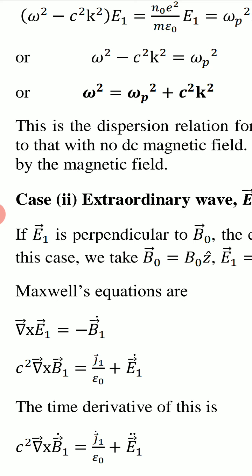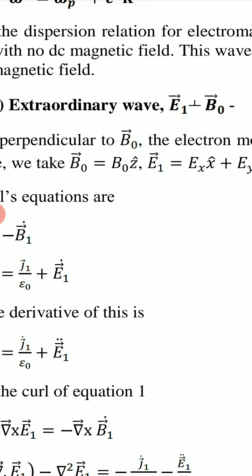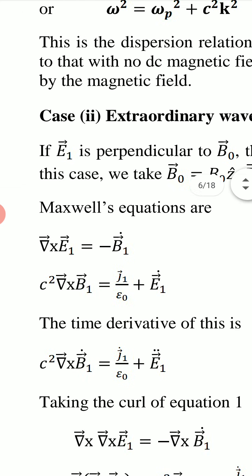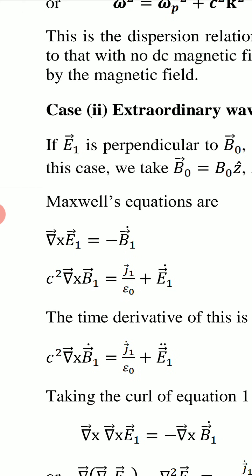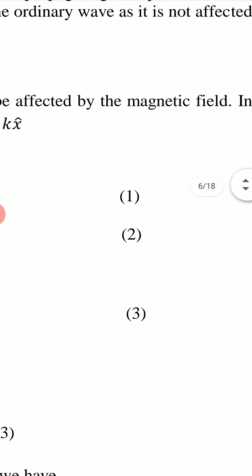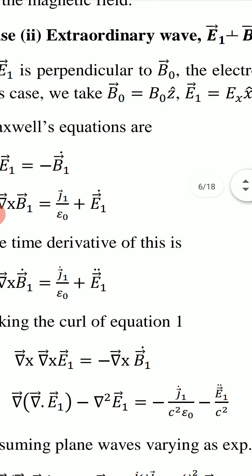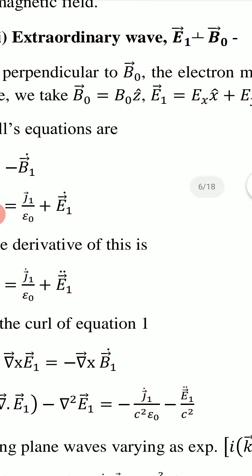Now we will consider the second case, the extraordinary wave, when the E1 vector is perpendicular to the B0 vector. If the E1 vector is perpendicular to the B0 vector, the electron motion will be affected by the magnetic field B0. In this case, we take the B0 vector equal to B0 z cap. The magnetic field B0 vector is assumed in the direction of the z axis. So we write B0 vector equal to B0 z cap.